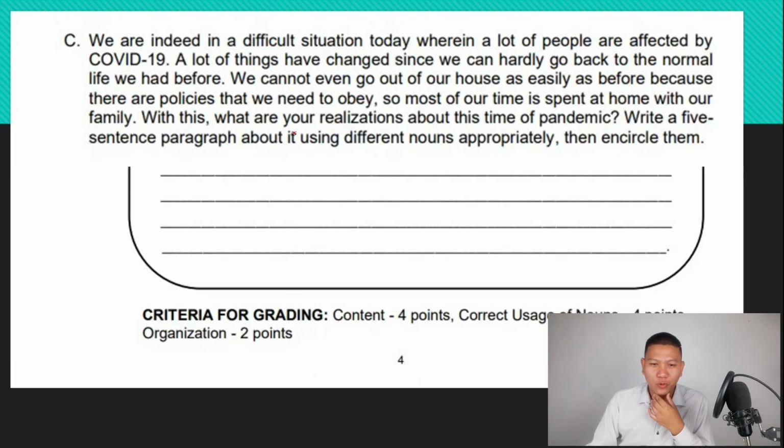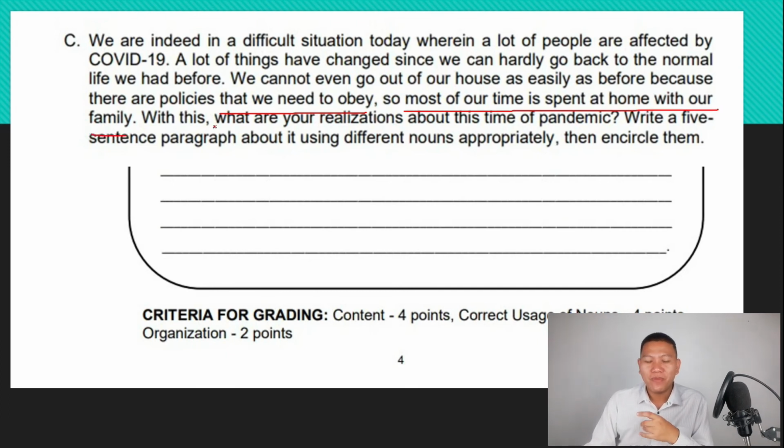Letter C. We are indeed in a difficult situation today, definitely, wherein a lot of people are affected by COVID-19. A lot of things have changed since we can hardly go back to the normal life we had before. We cannot even go out of our houses as easily as before. That's true, because there are policies that we need to obey. So most of our time is spent at home with our family.